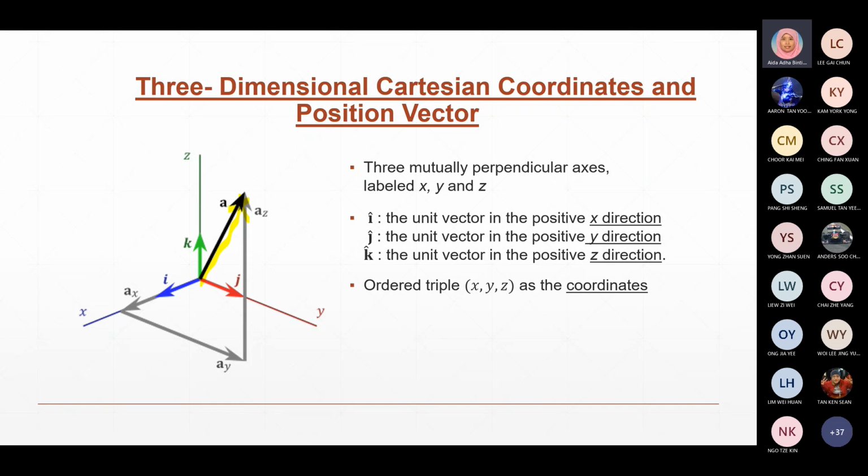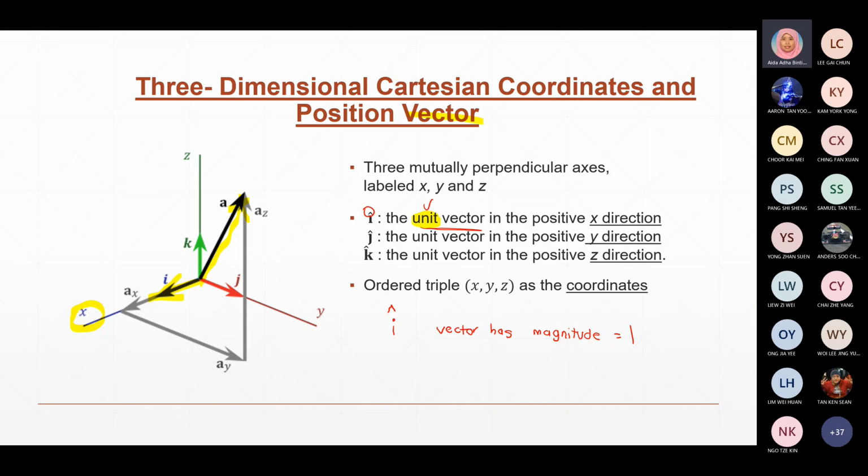So how do we represent it as a vector? You can see here we have î, with the cap on the top. This refers to the unit vector, which follows the positive x-axis direction. So what is a unit vector? A unit vector is a vector with a magnitude equal to 1.